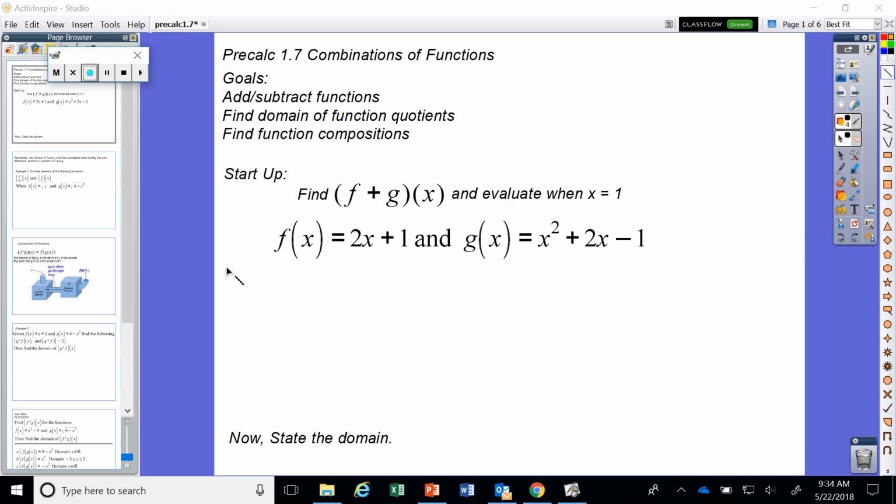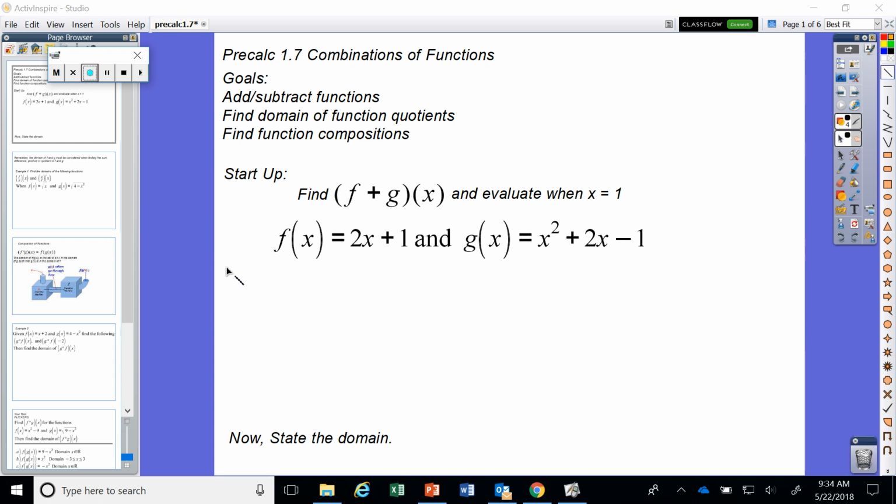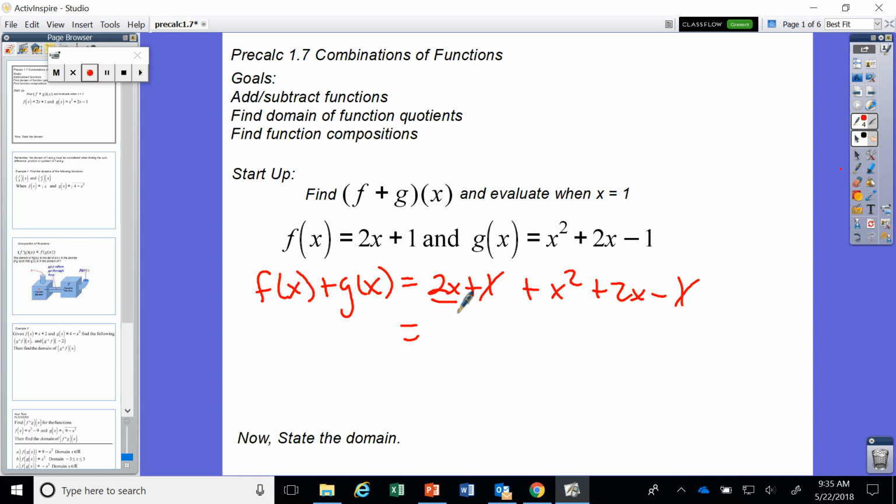If you remember correctly from Algebra 2, when you add or subtract functions together, they're just becoming polynomials, in which your goal is to start looking for common themes. Do you have common or like terms in your polynomials? So let's add these two functions together. We're looking at f of x plus g of x, which is the same thing as 2x plus 1 plus x squared plus 2x minus 1. The ones will cancel out. 2x and 2x give us a 4x. We get x squared plus 4x.